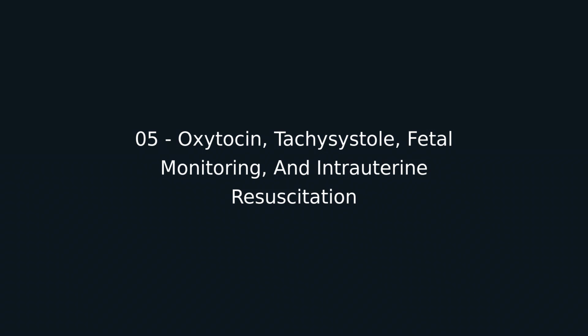The basic categories are useful if we use them properly. Category 1 is normal. It includes a baseline of 110 to 160 beats per minute, moderate variability, no late or variable decelerations, and accelerations may be present or absent. Category 1 is not associated with fetal acidemia at the time observed, and it can be managed routinely with evaluation at intervals appropriate to the stage and risk. Category 3 is abnormal.